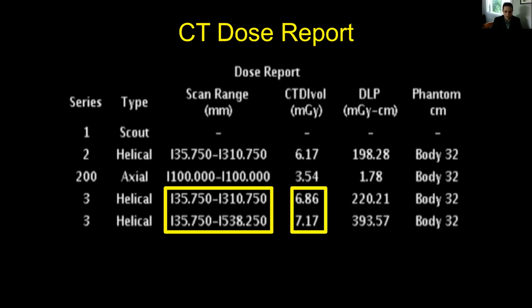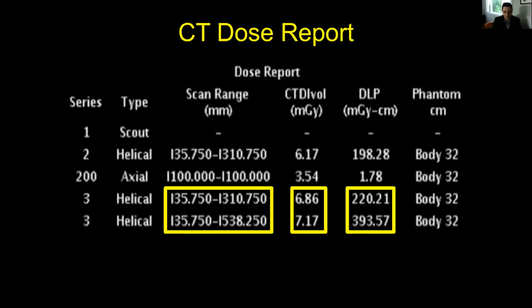Now notice, why is the average dose a little bit different between the two? Well, for the second one, where we went into the pelvis, you have to punch through those bones in the pelvis, so your dose is going to be a little bit higher having done that. Now, 6.86 versus 7.17, not that different.